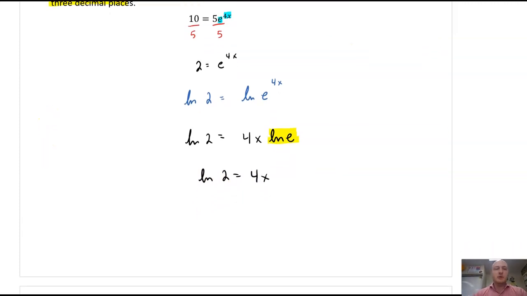How do we undo multiplication? We divide. So our solution is x is equal to 1/4 natural log of 2, or you can write it this way, natural log of 2 divided by 4. Be careful, note that this is completely different than the natural log of 1/2. That 4 does not divide into the argument. You must keep that argument the same.